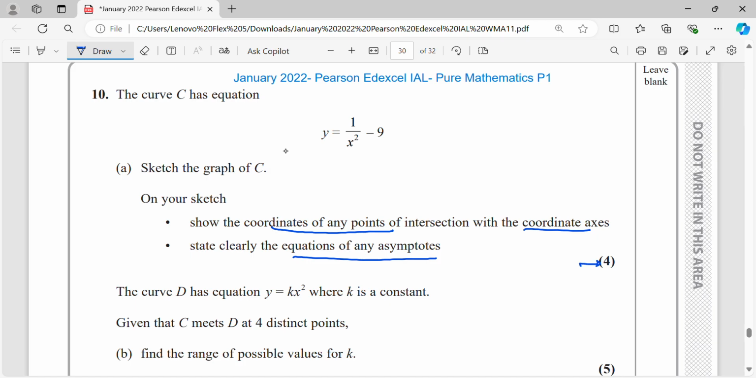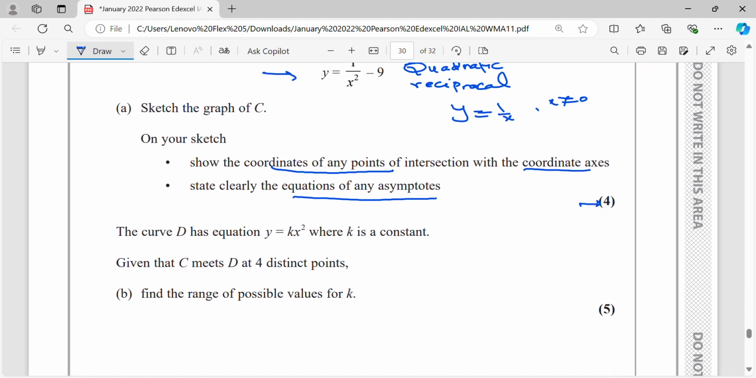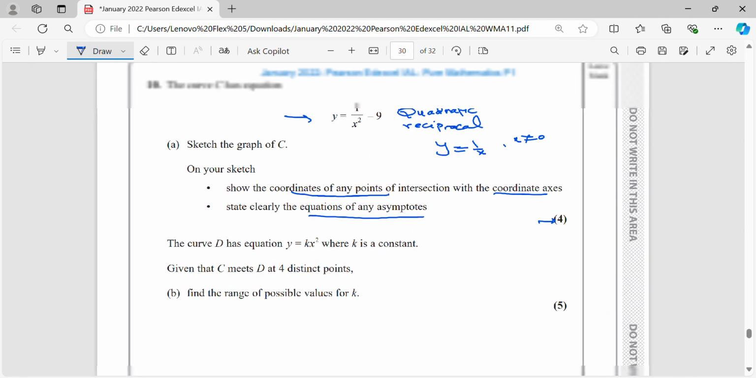It's a 4-mark question. If we look at the equation of the curve, that is a quadratic reciprocal graph. What is a reciprocal graph? A reciprocal graph is y equals 1 over x, where x cannot be equal to 0. So how does it look? Let's try to understand the reciprocal graph first.